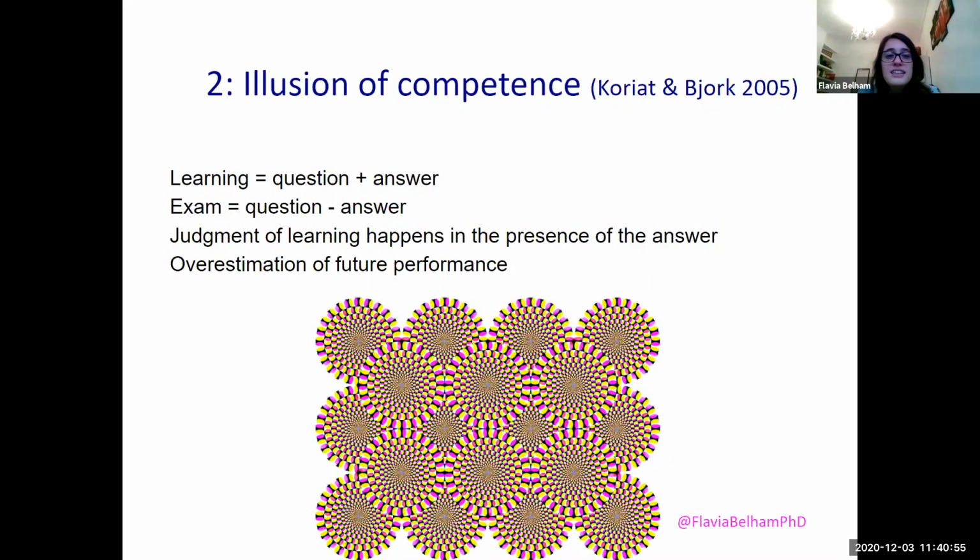The second reason is illusion of competence. That's a cool phenomenon. It's actually bad, but it's cool if you think about it. So when students are reading the book or reading their notes, the questions and the answers are all there together for them. So they overestimate how much they understand. They read in the book and they go like, oh, I know this, I know this, I know this.